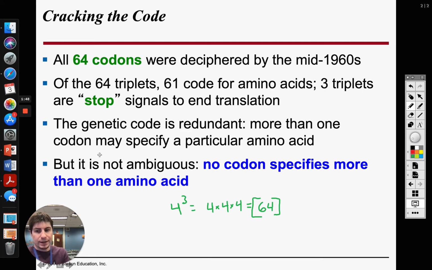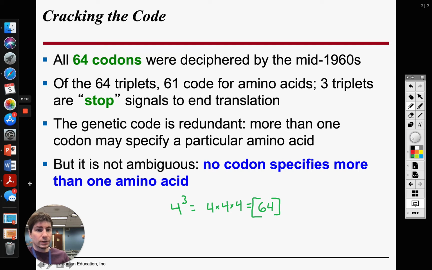In other words, we have 64 different possibilities when we put these 3 nucleotides together, given that we have 4 options, all right? If we had 5 nucleotides, it would be 5 times 5 times 5. If we had 6, it'd be 6 times 6 times 6. If we needed a codon of 4, which never happens, it'd be 4 times 4 times 4 times 4, just add another 4 at the end, okay? But anyway, we have 64 codons.